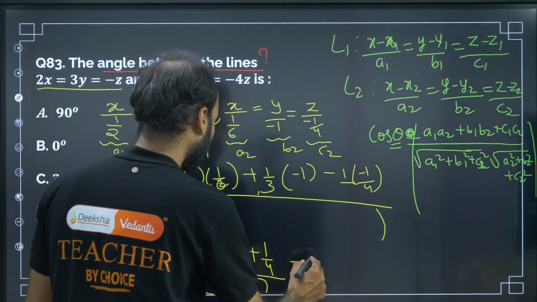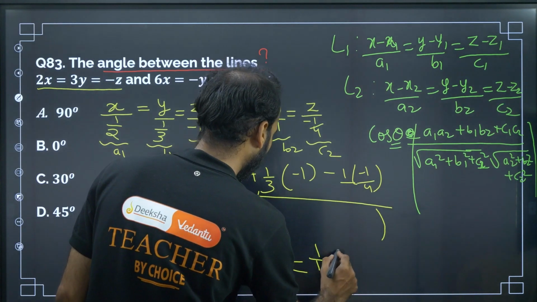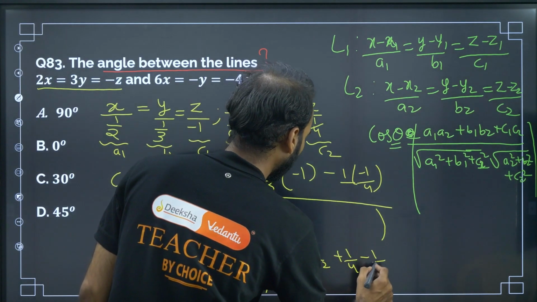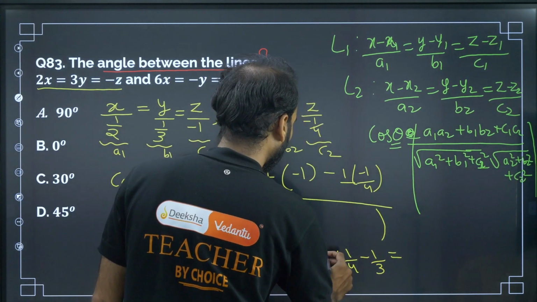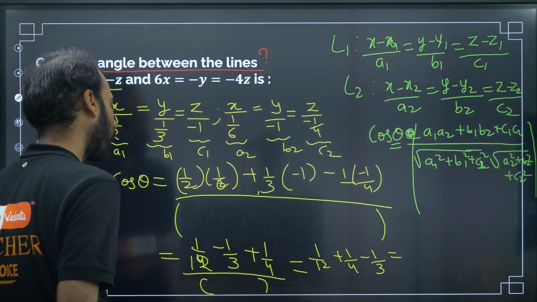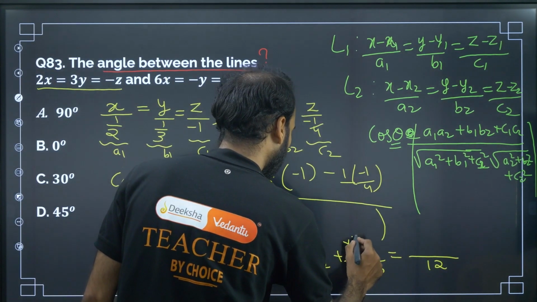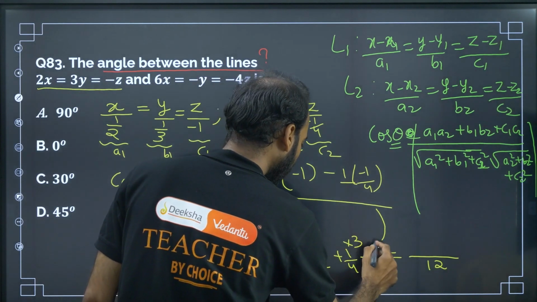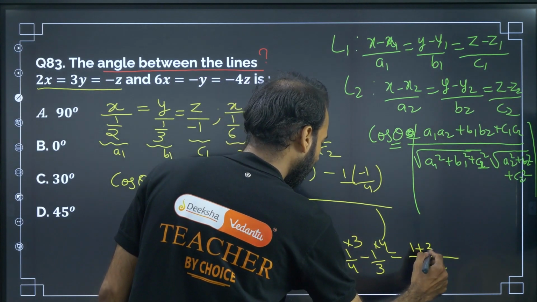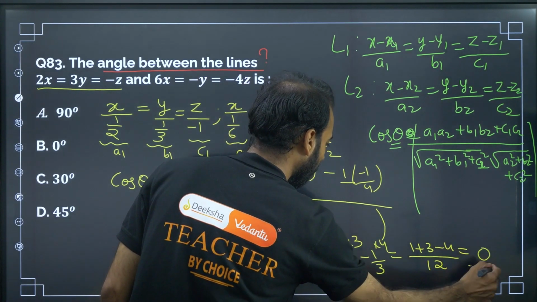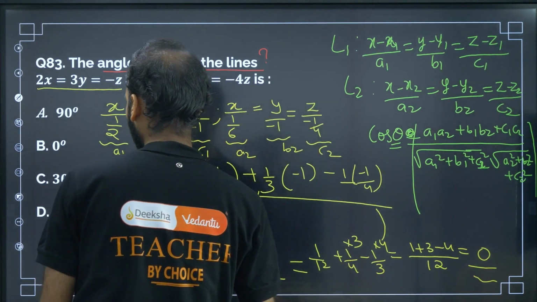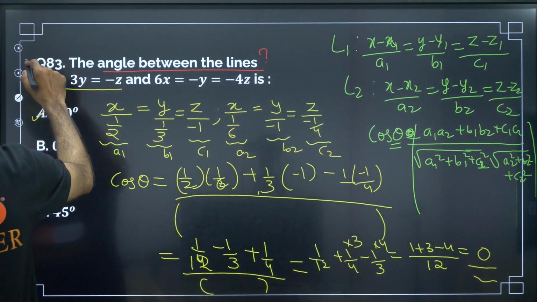1 by 2 minus, so 1 by 2l and 1 by 4, let me write together, 1 by 3, let me write it. Now 1 by 2l plus 1 by 4, so if I take LCM, 2l into 3 into 4, so 1 plus 3 minus 4 is equal to 0, 0 by anything is 0, cos theta is 0, that means theta is 90 degree. Moving on to next question.